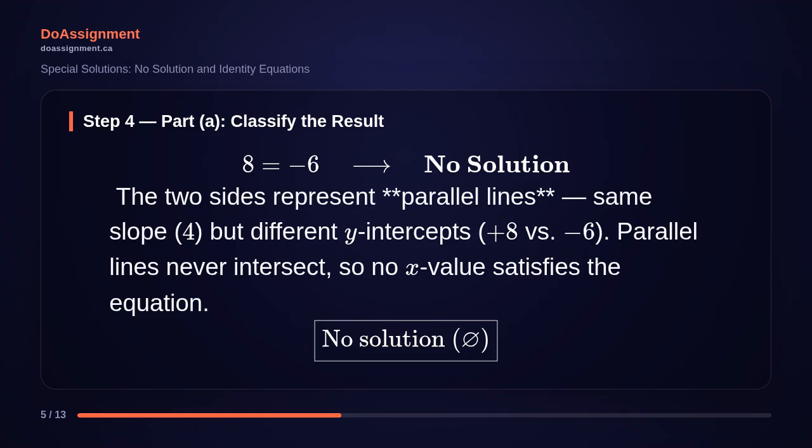Because we ended up with a false statement, part A has no solution. We write this using the empty set symbol. Thinking graphically, the left side and right side are like 2 parallel lines, same slope but different intercepts, so they never cross.